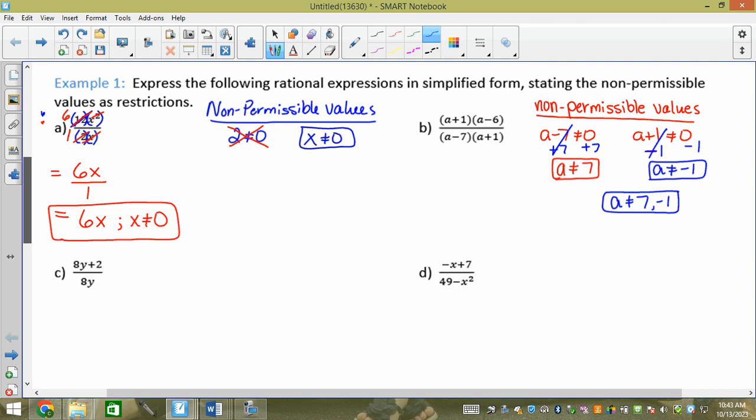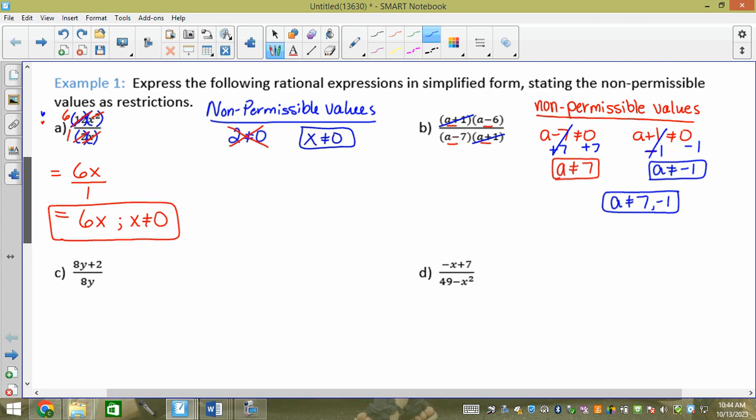So once I have my non-permissible values done, then and only then can I go and actually cancel off things that match. Now, if it's monomials, I can take things out of each of the monomials. If they're binomials, and binomials means two things connected by a plus or minus sign, so this is a binomial, this is a binomial, a binomial, a binomial. Do you see that? They're all binomials. In order for you to cancel a binomial off, it has to be the exact same in the numerator as it is in the denominator. The exact same in every single way. I have an a plus 1 in both the numerator and the denominator, so I can cancel those off.